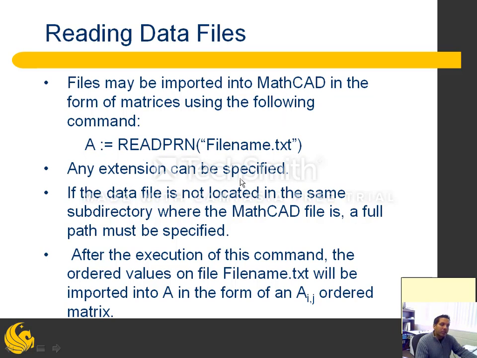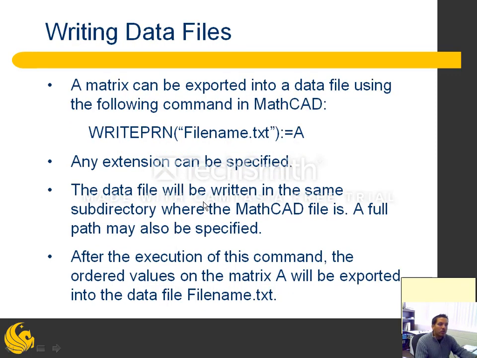Any extension can be specified. It doesn't have to be txt. If the data file is not located in the same subdirectory where the MathCAD file is, then a full path must be specified. And after the execution of this command, the ordered values in the file name.txt, whatever name that is, will be imported into A, and will be ordered in an IJ format. Okay, IJ order fashion.